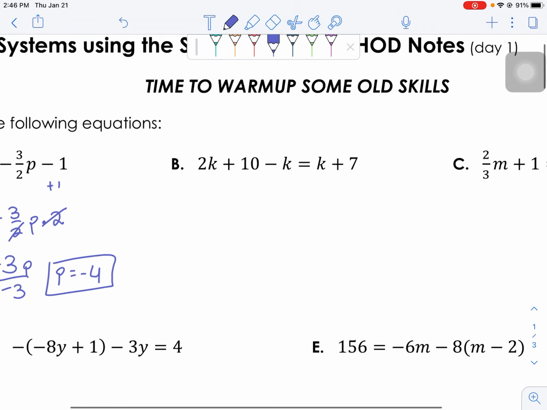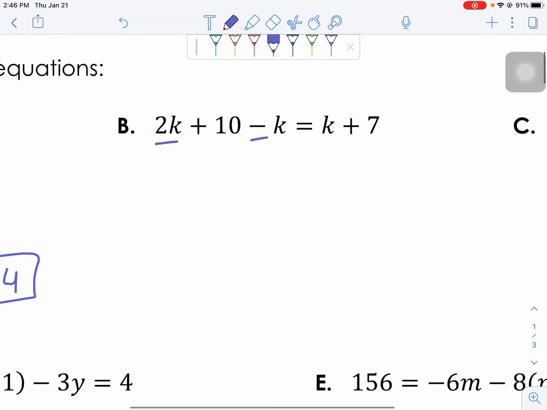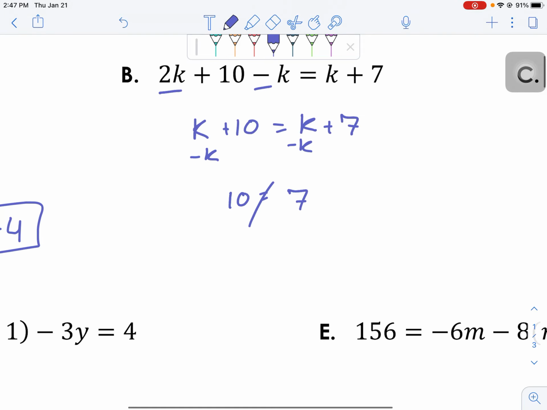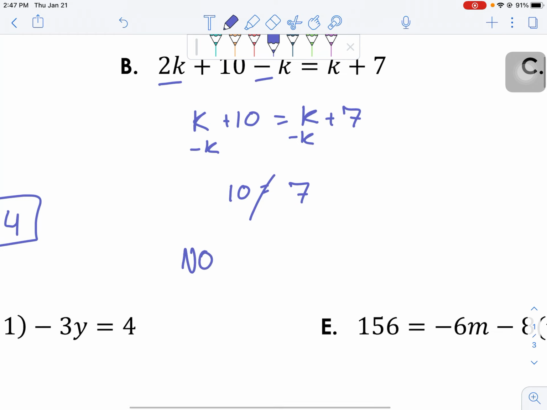All right, so for this next one, letter B, I would first combine the k's together, so 2k minus k gives us k, and then plus 10 is still there on the left side, and that's equal to k plus 7. From here, I'm subtracting, so you could subtract. I'm going to minus the k from both sides, and now we have 10 equals 7. Well, this is not a true statement. Whenever you finish with not a true statement, then you just say that there's no solution here.